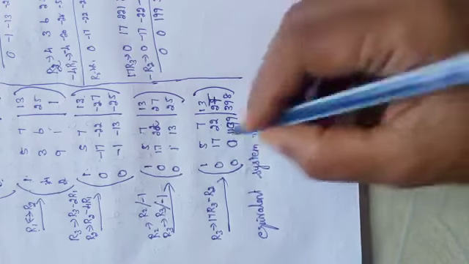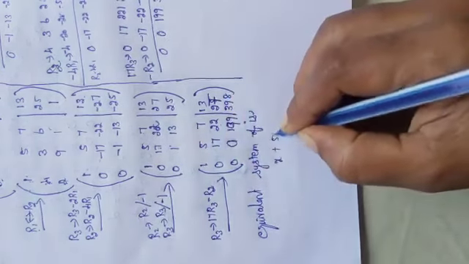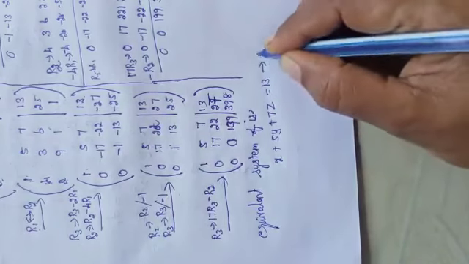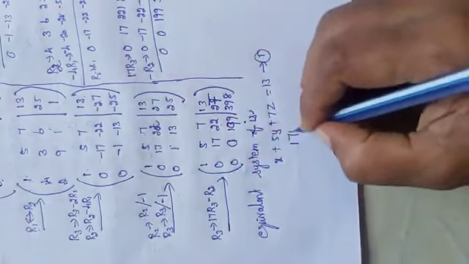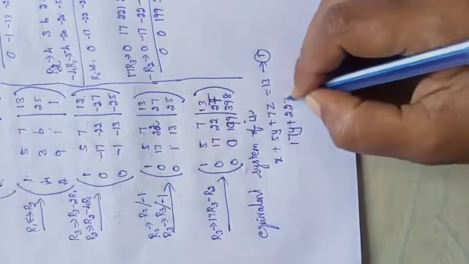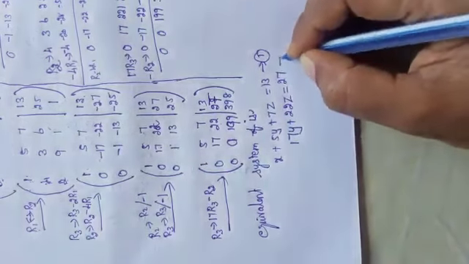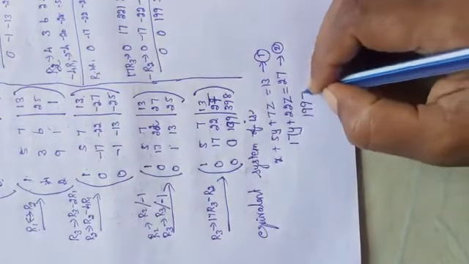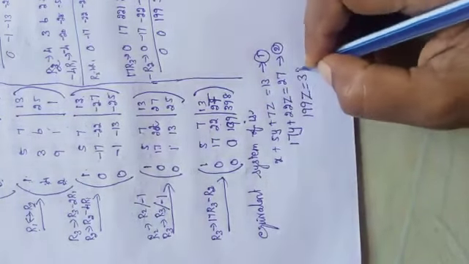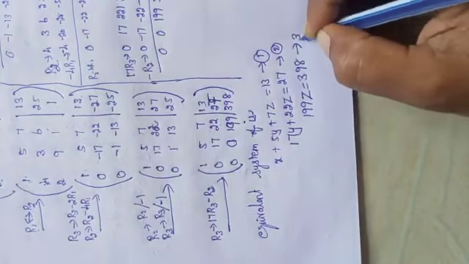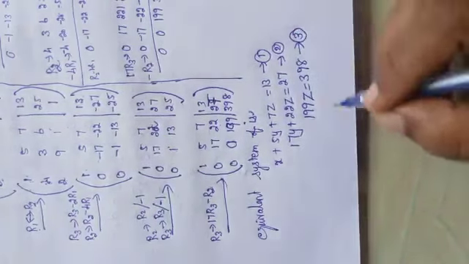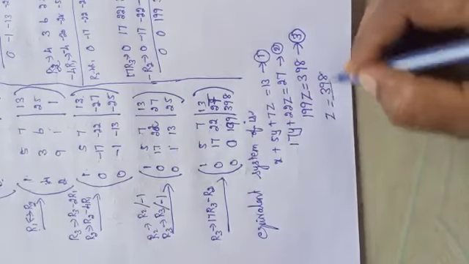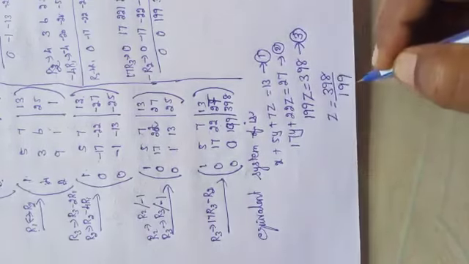Our equivalent system is x plus 5y plus 7z is equal to 13, equation number 1. Then 17y plus 22z is equal to 27, that is equation number 2. Then 199z is equal to 398, that is equation number 3. So from this, z is equal to 398 divided by 199.